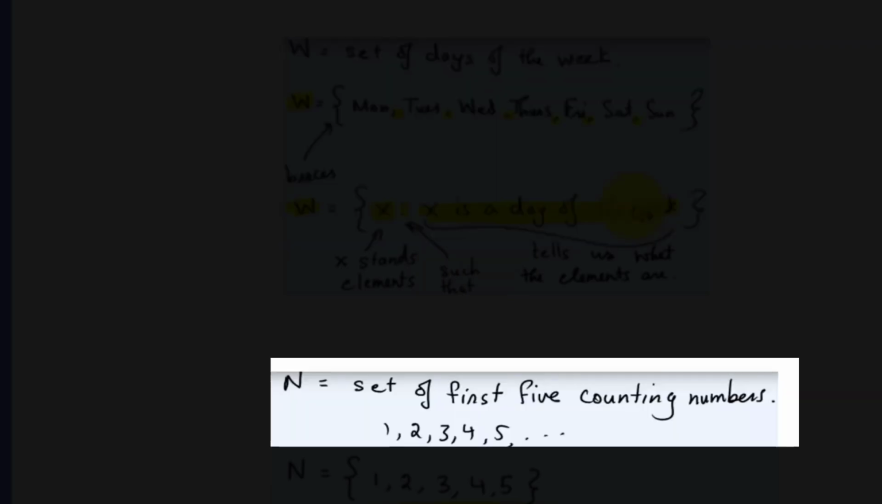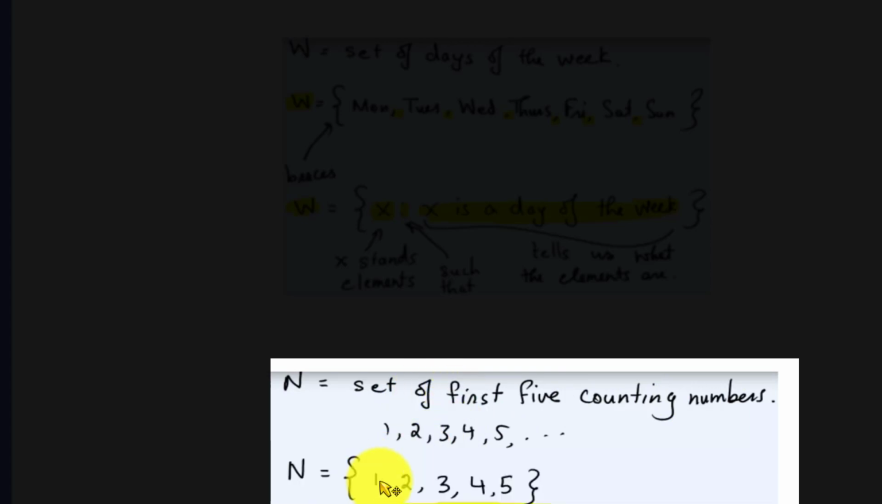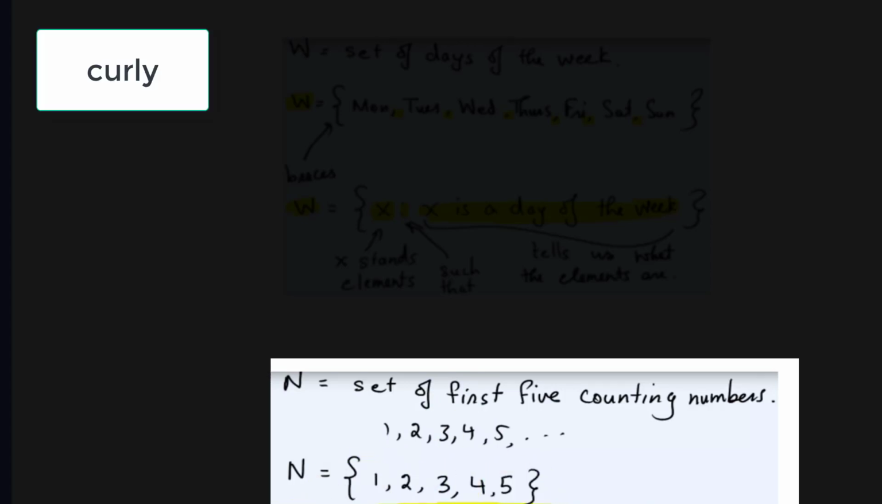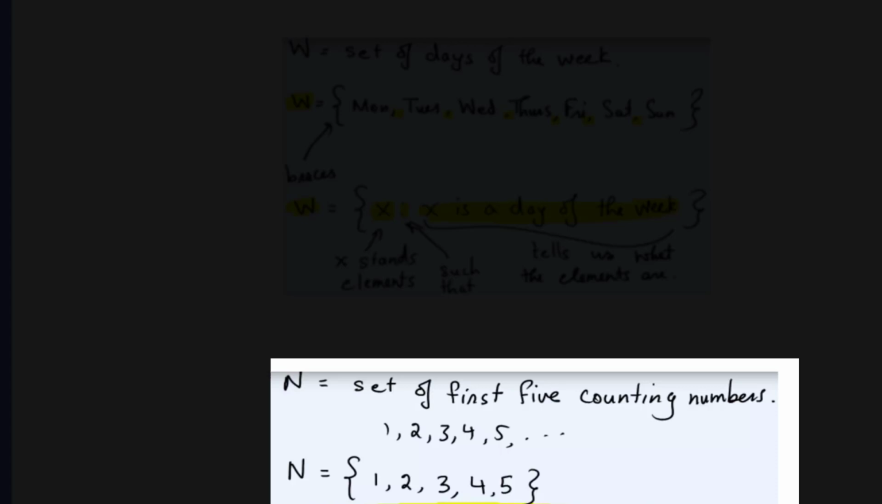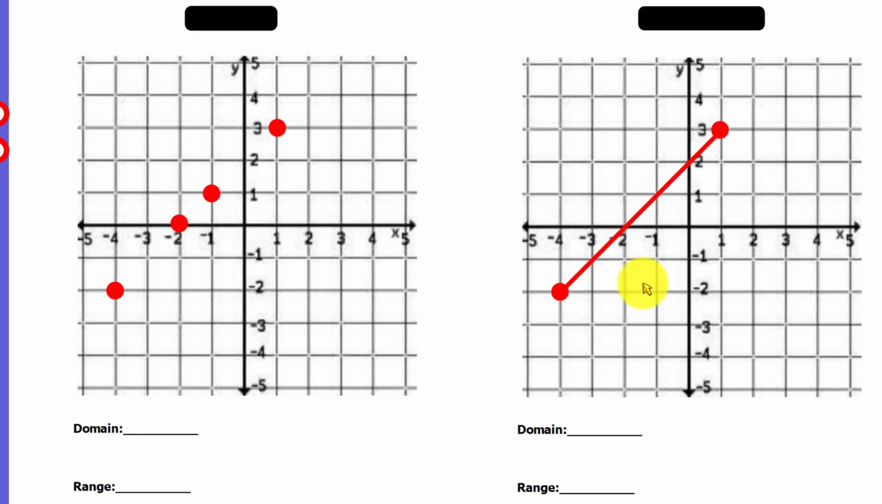Another example, let's say I have a set of the first 5 counting numbers. We can list all the numbers as 1, 2, 3, 4, and 5. Using set notation, it will be N equals curly braces x, such that x is a counting number less than 6. So let's have our first example.